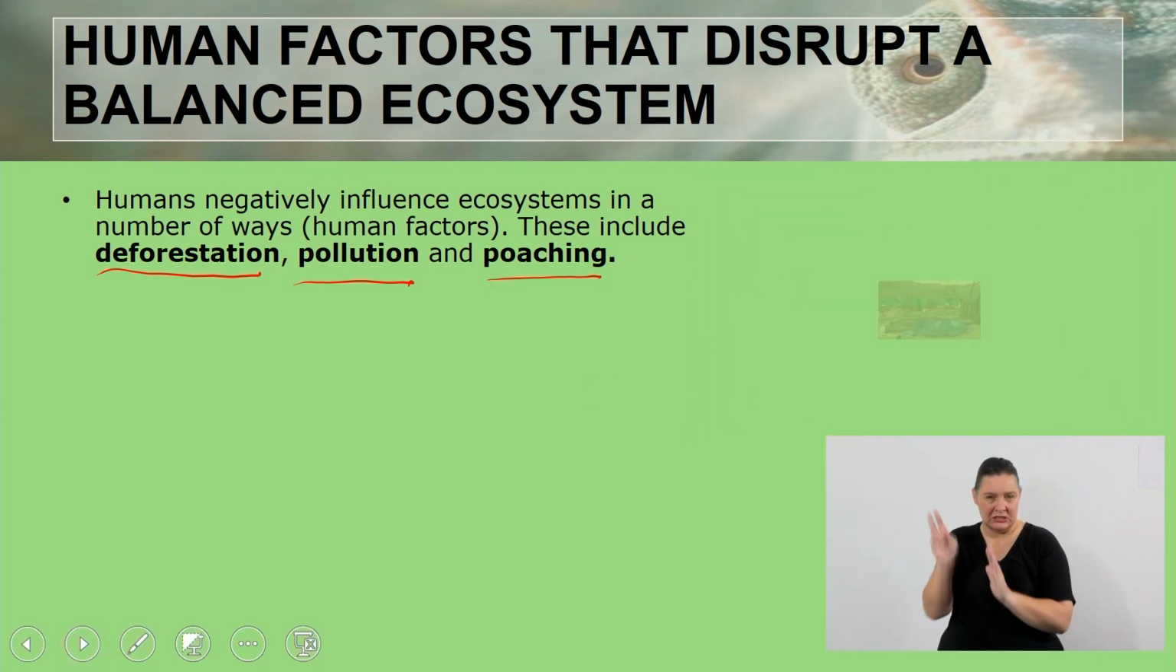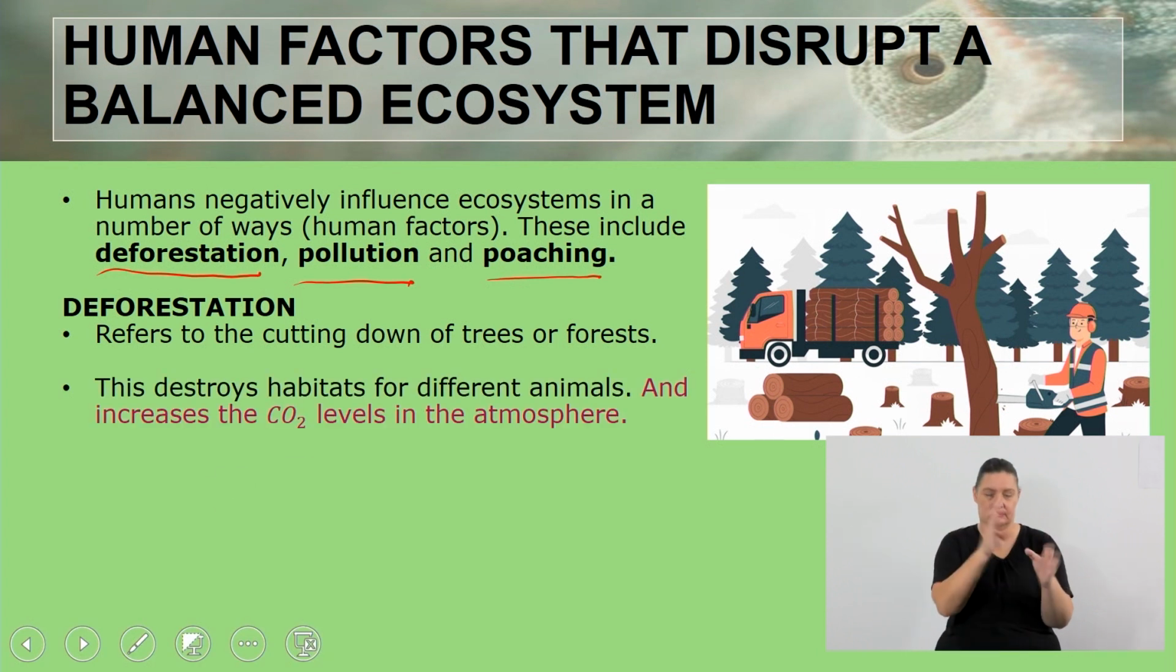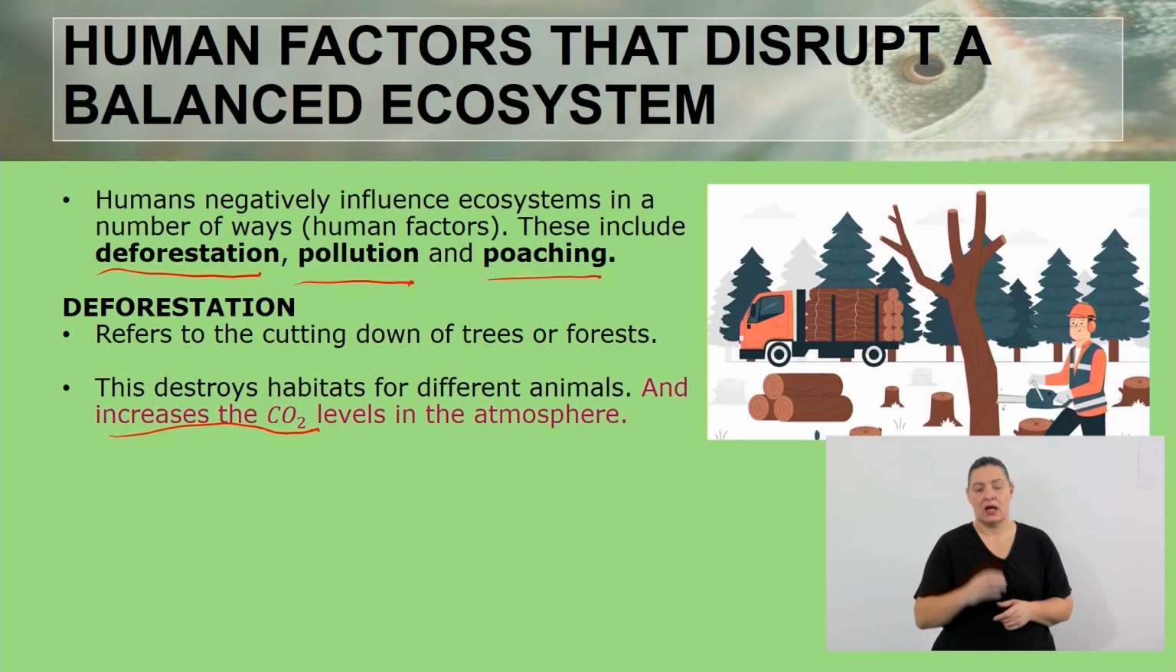Now we are going to jump to the first one, which is deforestation, as you can see in this picture. Deforestation refers to the cutting down of trees. You can see this man is cutting the tree, and the logs are being loaded onto the truck. This destroys habitats for different animals. If the trees are cut down, then a lot of animals are losing their homes or their habitat, and it increases the carbon dioxide levels in the atmosphere.